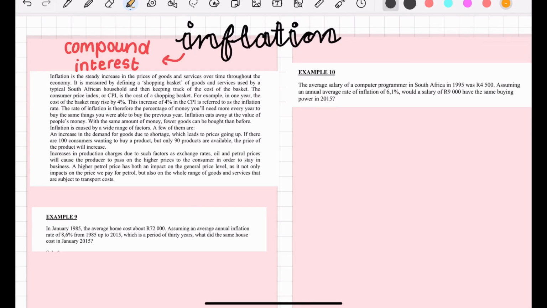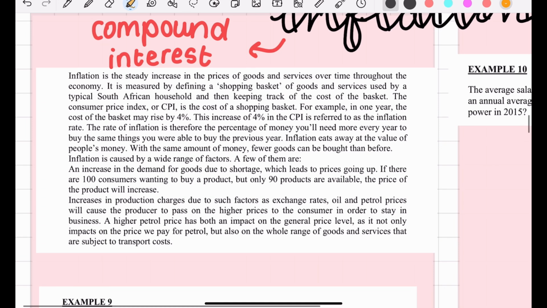The next video is on inflation. So here's a little summary of what inflation means. It's the steady increase in the prices of goods and services over time throughout the economy. It is measured by defining a shopping basket of goods. You don't have to think about it like that.